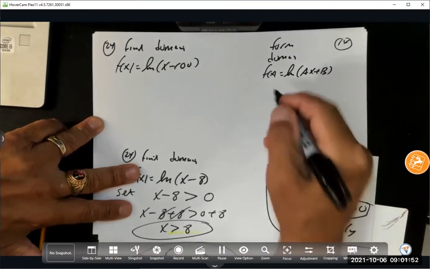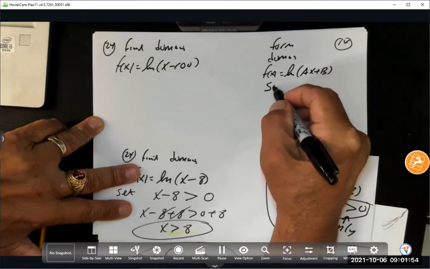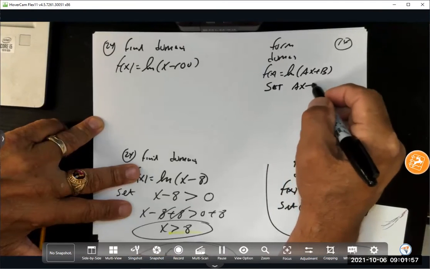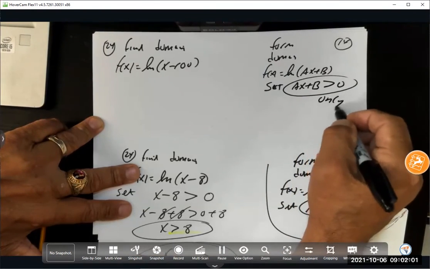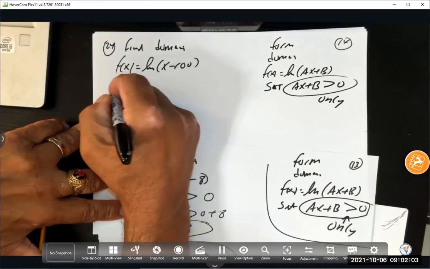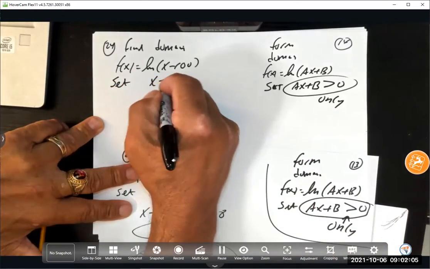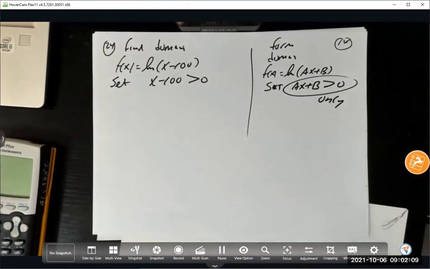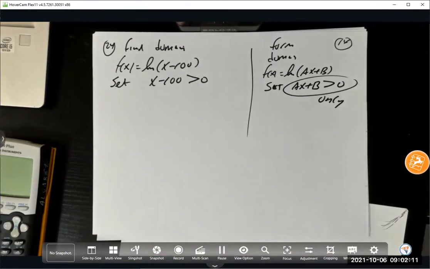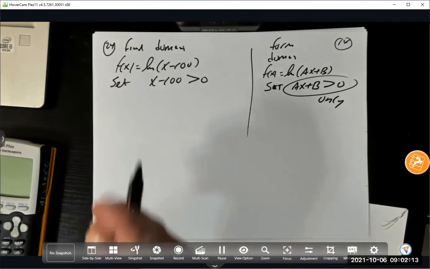The way you do this is you set ax plus b bigger than 0 only. Don't put the equals in there, okay? So when I set this one up, it's going to be x minus 100 bigger than 0, like that. So how do you solve that? You tell me.